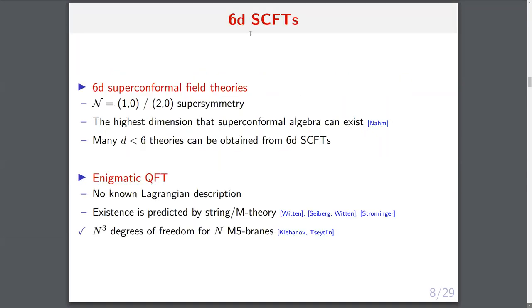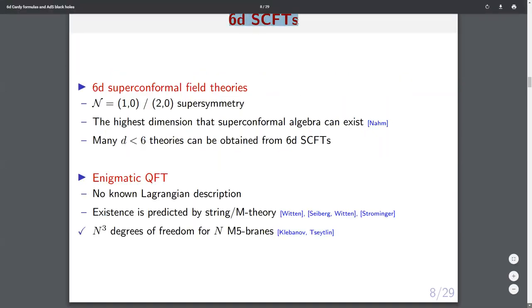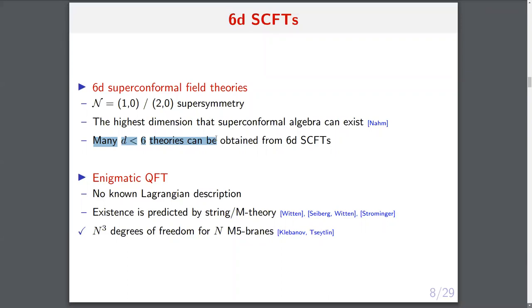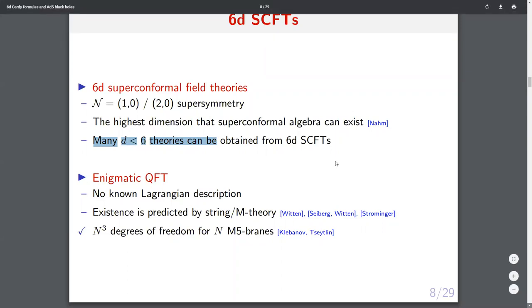So let me first begin by briefly introducing some basic facts about the six-dimensional superconformal field theories. It can have N=(1,0) supersymmetry for eight supercharges and (2,0) supersymmetry for 16 supercharges. Also, 6D is the highest dimension in which a superconformal algebra can exist. And many lower dimensional theories can be obtained by compactifying 6D theories, such as 4D class S theories.